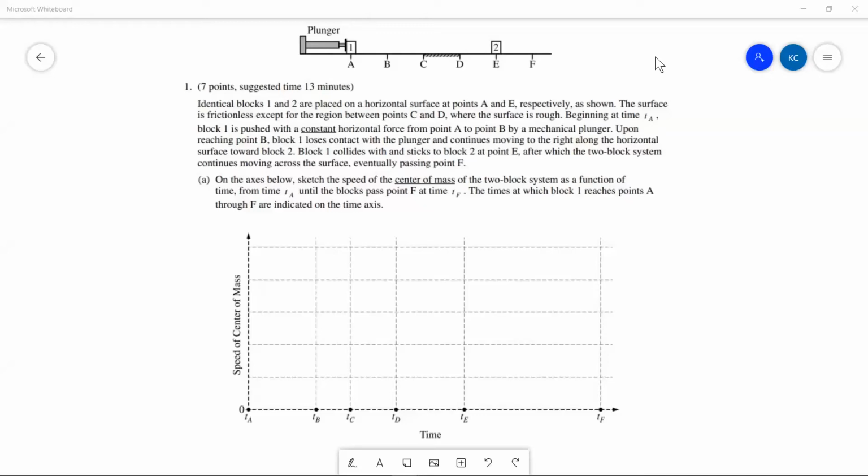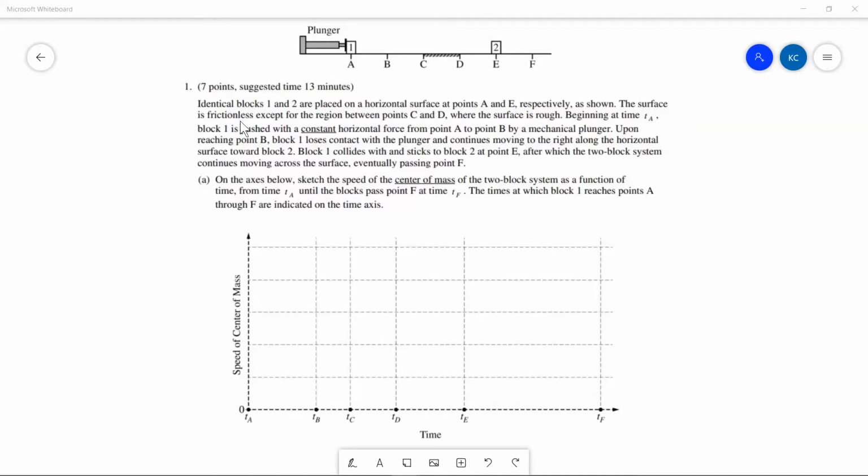AP Physics 1, 2019, pre-response question 1. Identical blocks 1 and 2 are placed on a horizontal surface at points A and E respectively, as shown. The surface is frictionless except for the region between points C and D, where the surface is rough.